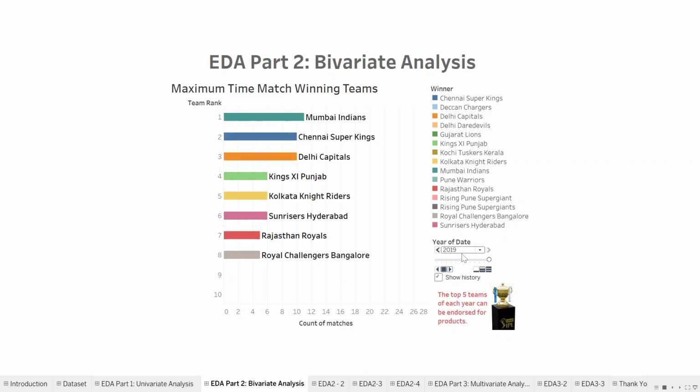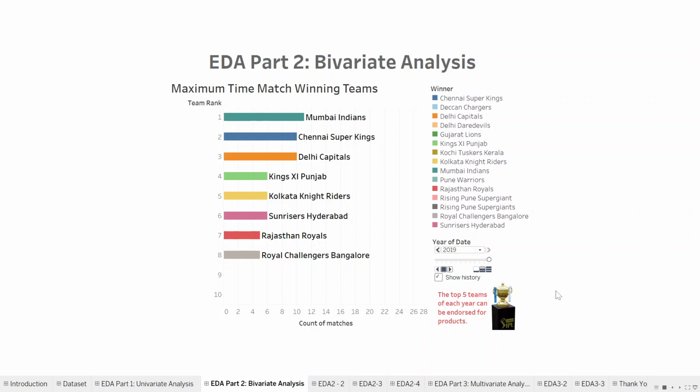So over the period of almost 10 or 11 years, we can see the rankings of the top 10 teams, and the top 5 teams of each year can be endorsed for the products. This is the legend where you can find all the teams which were present in the data set.